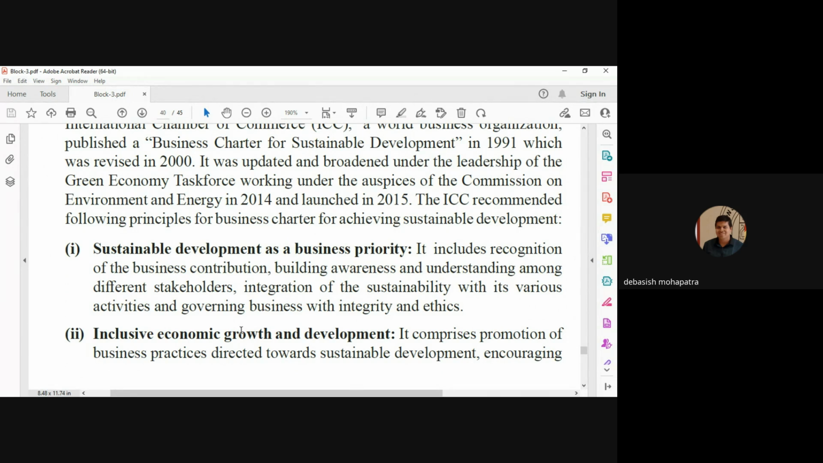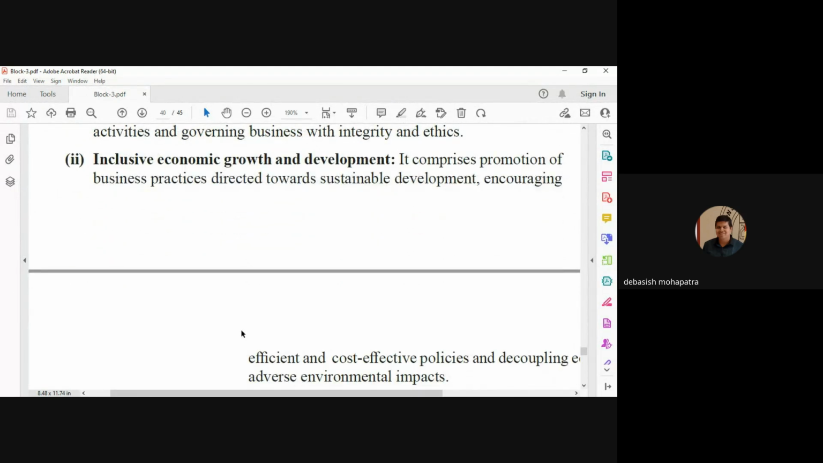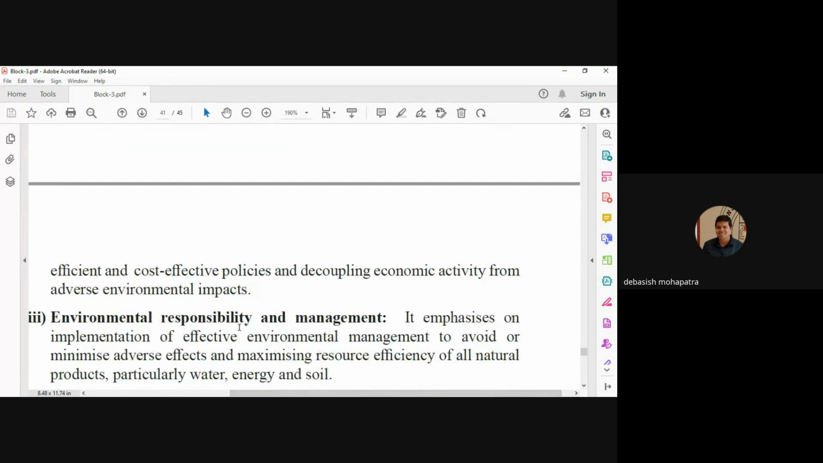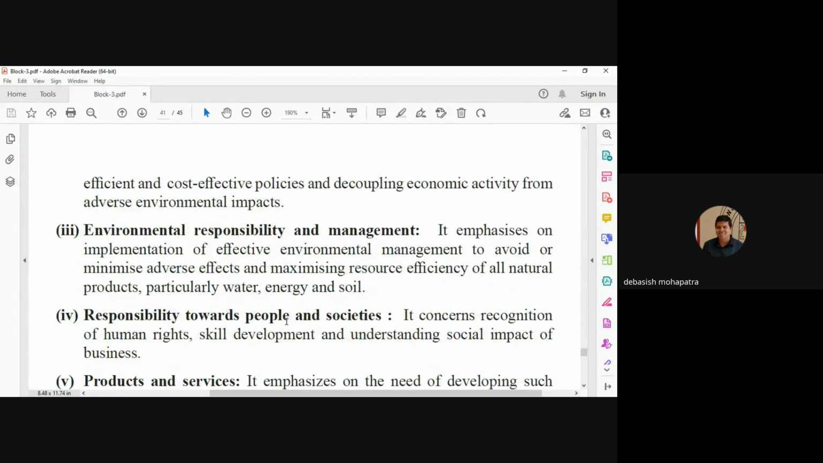Sustainable development as a business priority includes recognizing the business contribution, building awareness and understanding among different stakeholders, integrating sustainability with the various activities, and governing business with integrity and ethics. Including economic growth and development, it comprises promoting business practices directed towards sustainable development, encouraging efficient and cost-effective policies, and decoupling economic activities from adverse environmental impact.